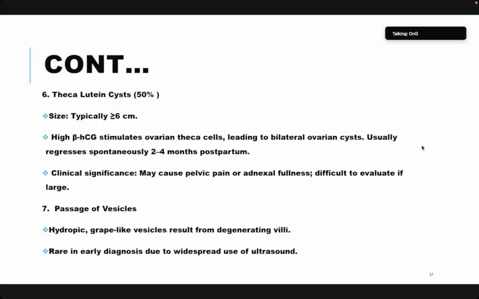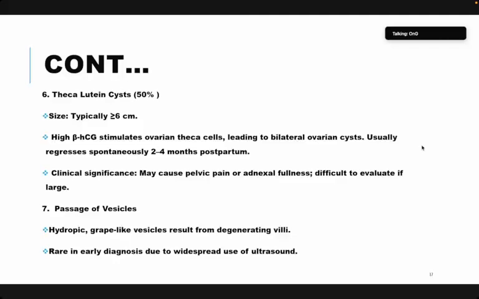Some patients can present with theca lutein cysts, typically because of a high HCG, and it is said that they're usually above 6 centimeters. You don't need to do anything with theca lutein cysts. They usually regress. But if the patient presents with pain or compressive symptoms, then you'll have to treat.